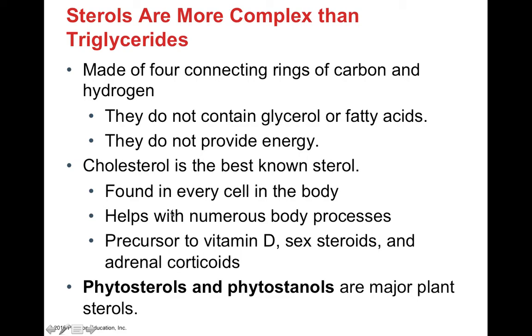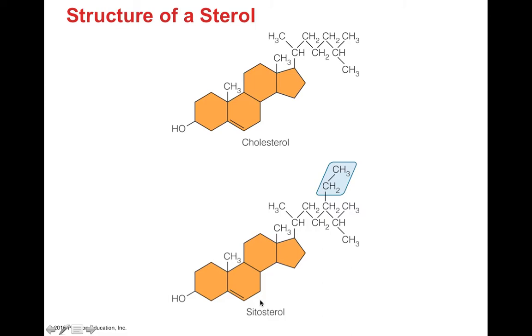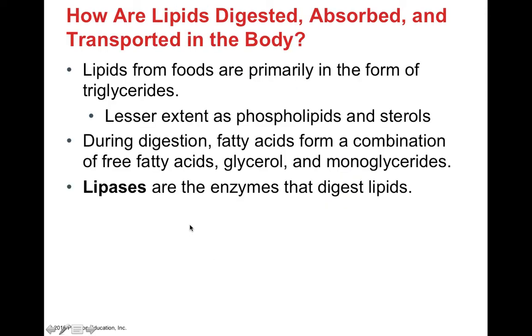It's going to be embedded in the cell membrane and helps with multiple different processes of the body. It's a precursor to multiple different biomolecules, including vitamin D and your sex steroids, as well as your adrenal corticoids. Now, plants also have sterols. The major plant sterols are going to be phytosterols and phytostanols. Here's what the structure of a sterol looks like. And again, I'm not going to quiz you on this, but just so you're aware, if you were to see something that has 4 carbon-backed rings, we basically have 3 hexamers and a pentamer, and then some sort of reactive group dangling off. You can pretty much assume that that's going to be a sterol molecule.